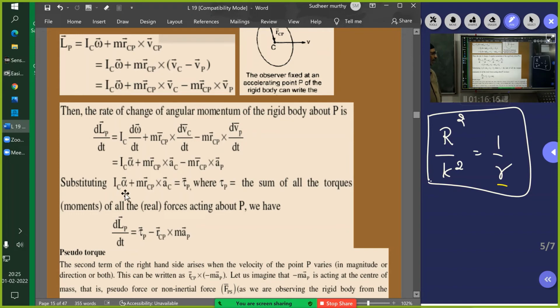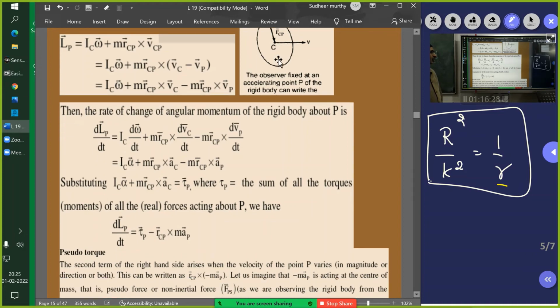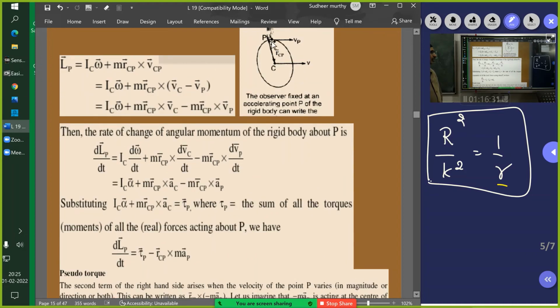Now, substituting IC alpha plus MRCP AC as tau P. Tau P about this point. Got it now? So it is a torque about this point plus torque at plus MRCP into AC. It is tau P. Got it, friends?